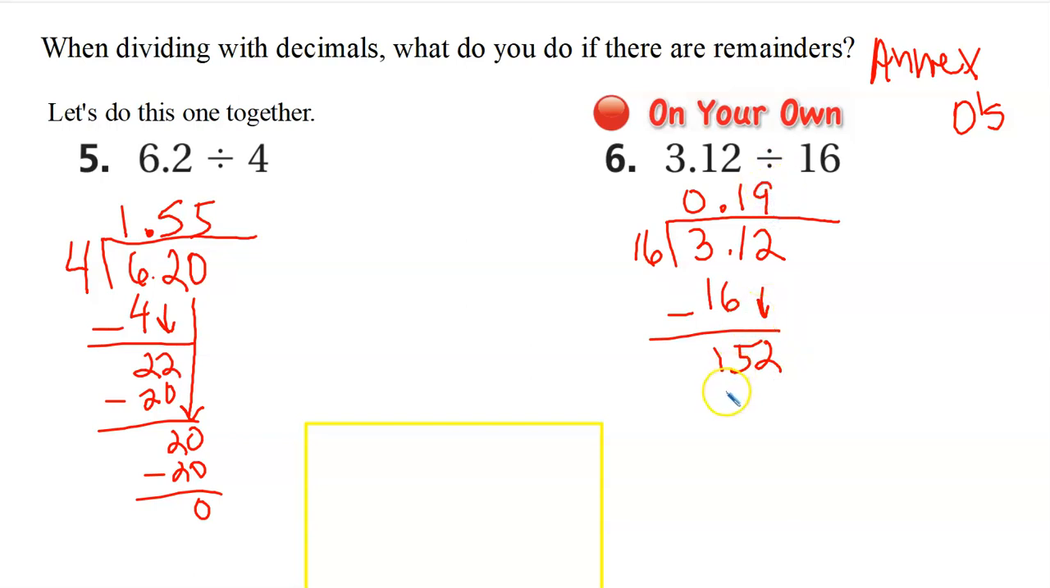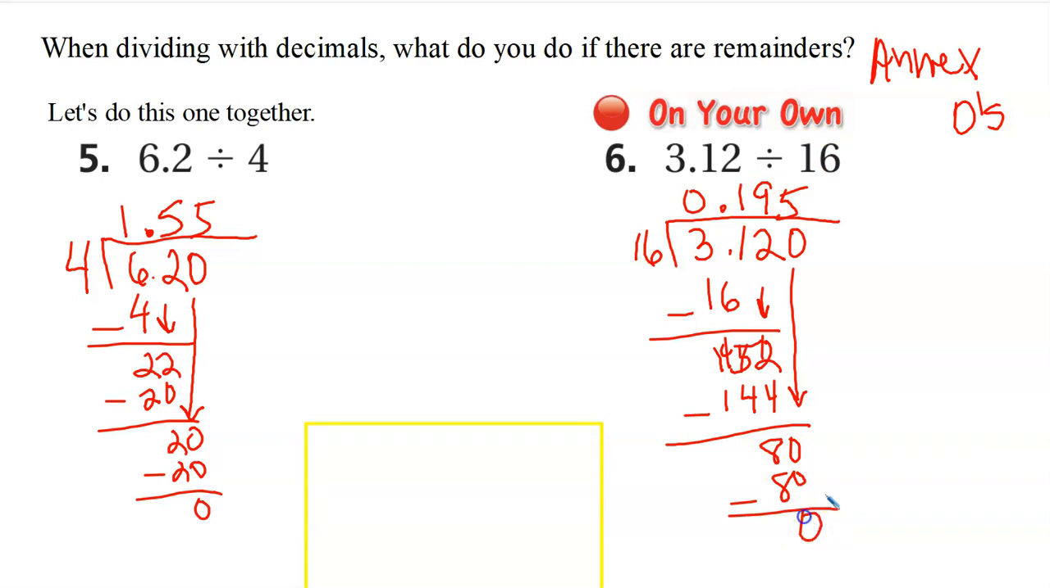16 times 9 is 144. I subtract. I get 8, and I have to annex a 0, and I bring down the 0. And 16 does go evenly into 80. 16 times 5 is 80. I have no remainder left, so my answer is 0.195. All right, that's it for today's lesson. Just remember that you divide, multiply, subtract, and bring down, just like you do with whole numbers.